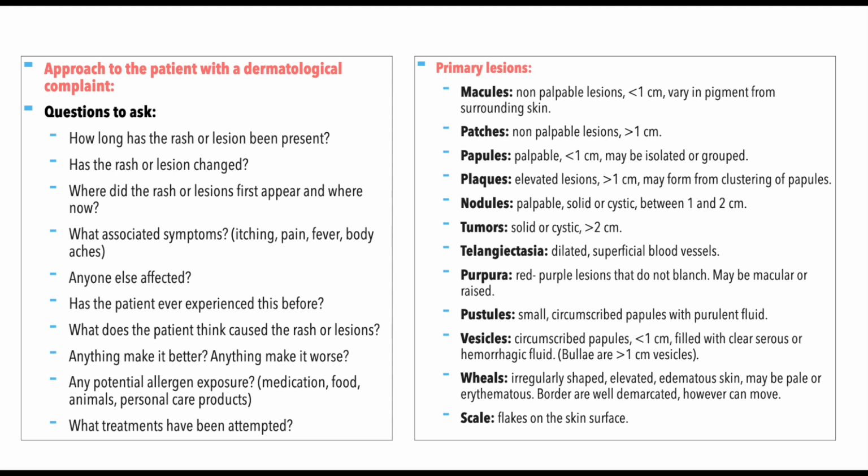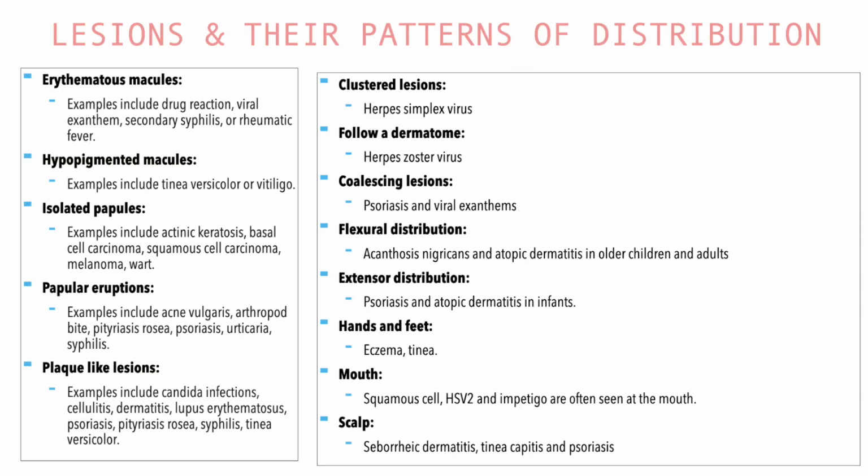So, like I said, being able to correctly identify a type of lesion is key, but also so is determining their pattern of distribution. All right, so first let us talk about some lesions that are commonly seen in specific dermatological diagnoses, and then we will talk about their common distributions.